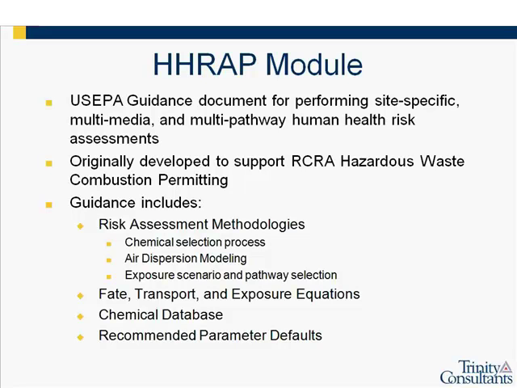The guidance document includes the things that you need to actually implement a site-specific risk assessment. It has the risk assessment methodologies for how you go about selecting your chemicals. It discusses how you should perform air dispersion modeling to support the direct and indirect exposure pathways. It has detailed discussions on the exposure scenario and pathway selection. These are things like the farmer adult, the fisher adult, and then the different pathways that I listed earlier.